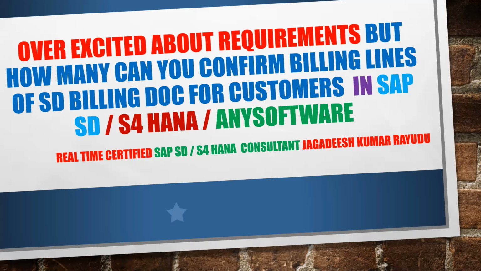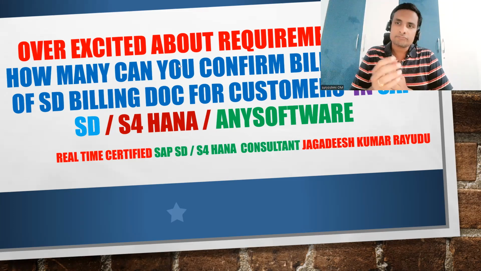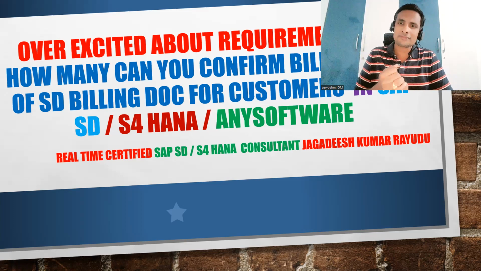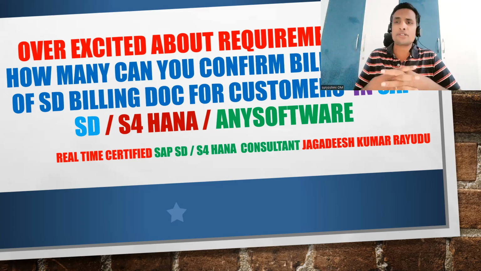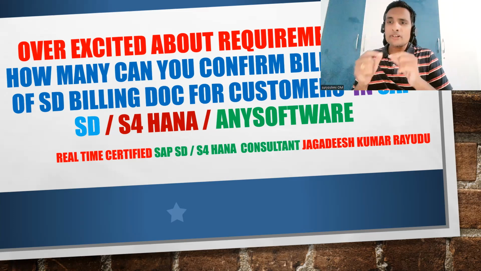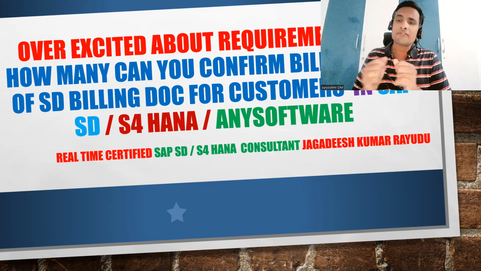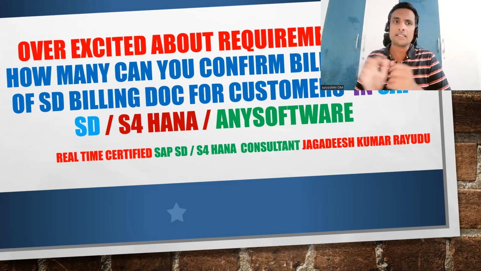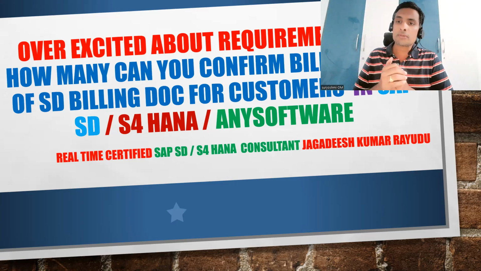Okay, you are excited about your requirements, but how many billing line items of an SD billing document can you confirm for your customers? If a customer comes and asks you innocently, how many billing line items do I need to enter in a billing document? It's not like your sales order requirements. Sales order and delivery, okay, 999. So billing, how many are you able to allow?